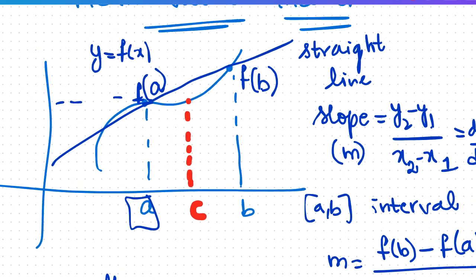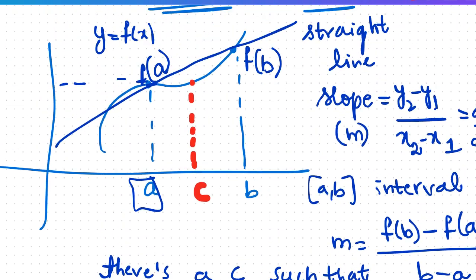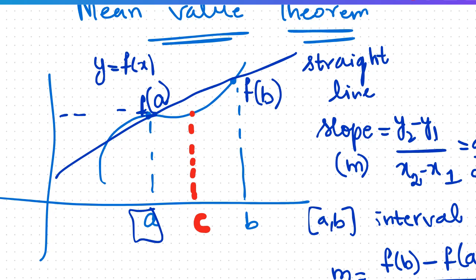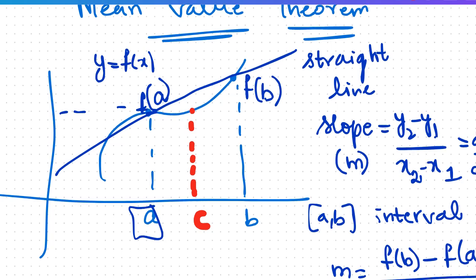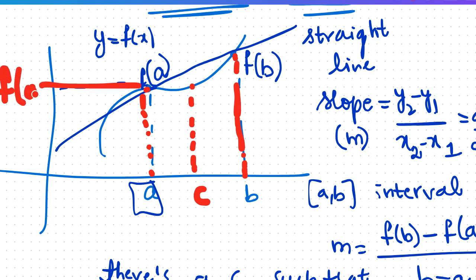So graphically speaking, look at the graph. For the y-axis we have to take f of a and f of b, right? Y values at a and b. This is f of a. This is f of b.